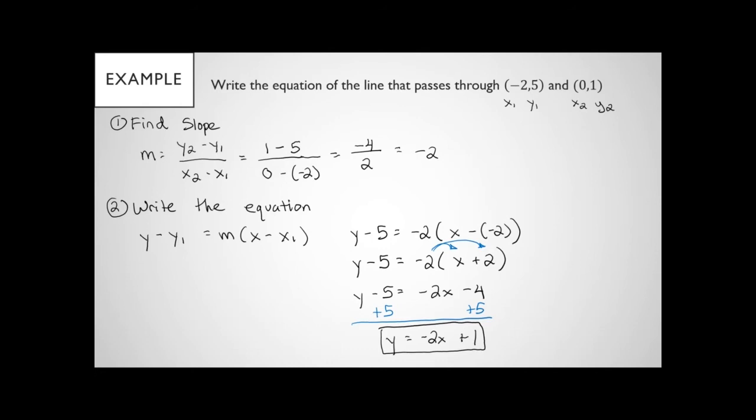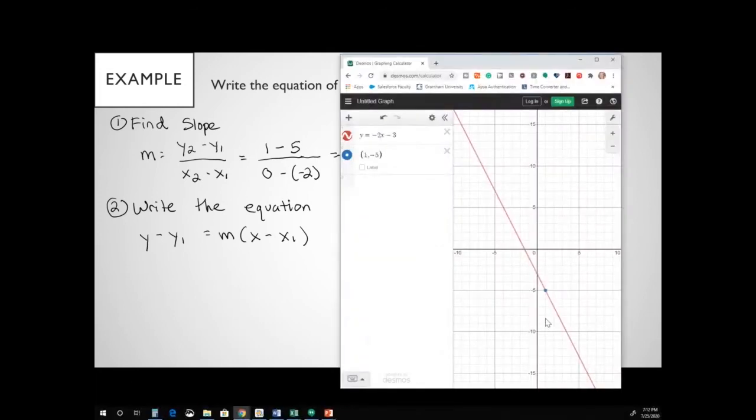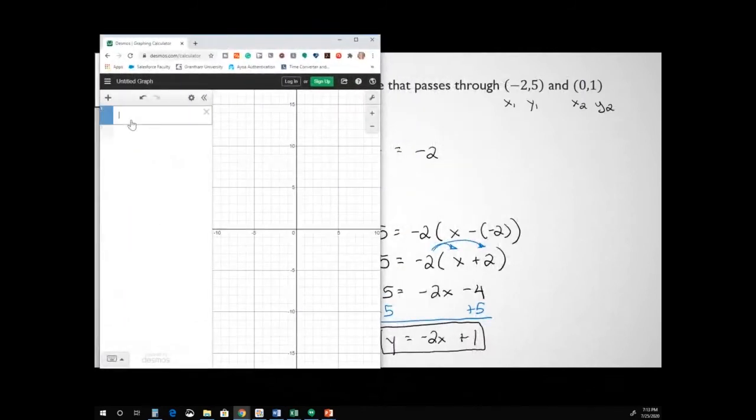So let's double check this one. Let's make sure that we have this correct. So I'm going to pull up Desmos again. And I'm going to clear out what I have. And I'm going to start by putting in the equation. Y equals negative 2x plus 1. Now I want to double check that it goes through both ordered pairs. So I'm going to type my first ordered pair, negative 2 comma 5. Okay, and that is on our line. We can see the point right there. And then we want to plug in the other one, 0, 1, to make sure that's also on the line. And you can see that is also on the line.